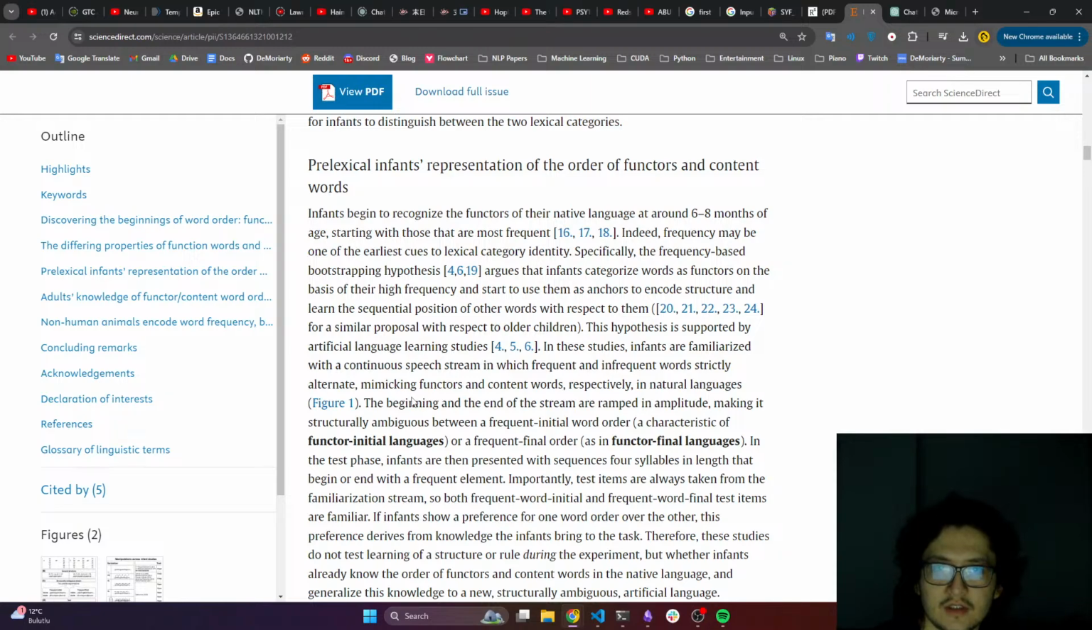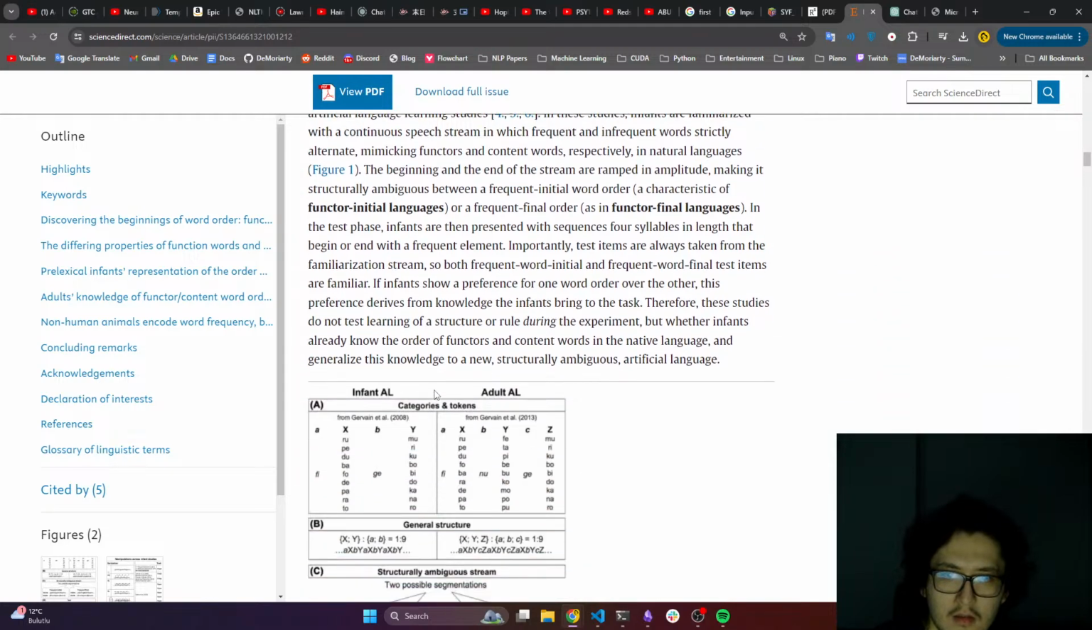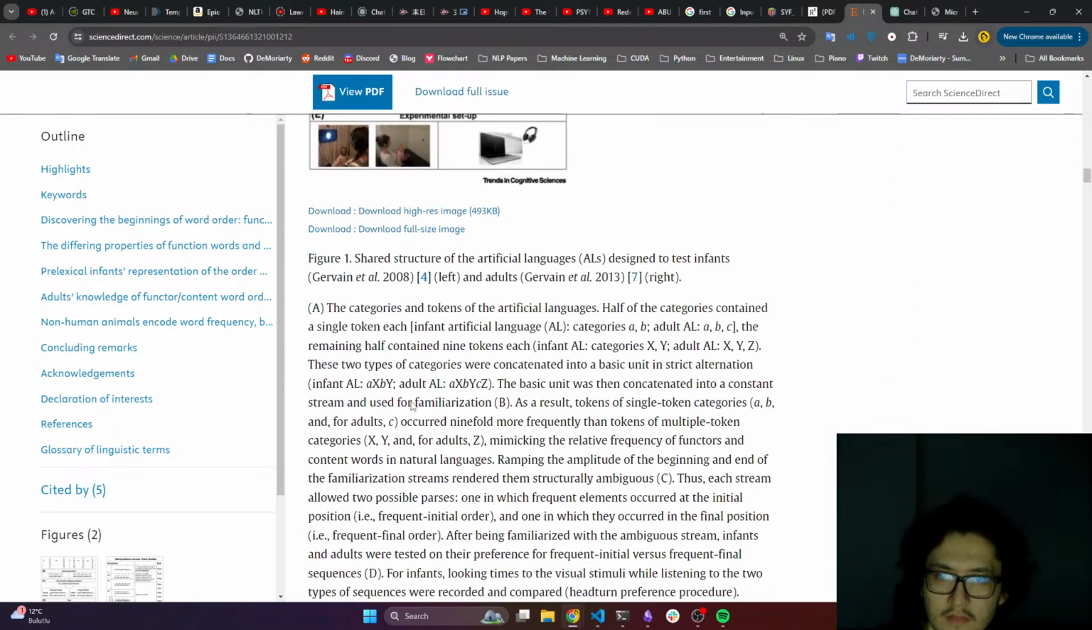Pre-lexical infants' representation of the order of functors and content words. Not too interested.